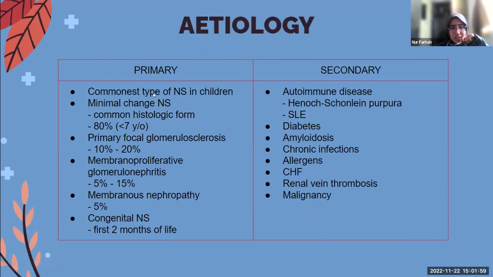So next for the etiology, we will categorize the nephrotic syndrome into two, primary and also secondary. So primary also means idiopathic. So the commonest type of nephrotic syndrome will be idiopathic in children, and in idiopathic, the commonest will be the minimal change nephrotic syndrome. So the minimal change here means that you will see a diffuse effacement of the foot process of the podocyte. So podocyte is one of the elements of the glomerulus.